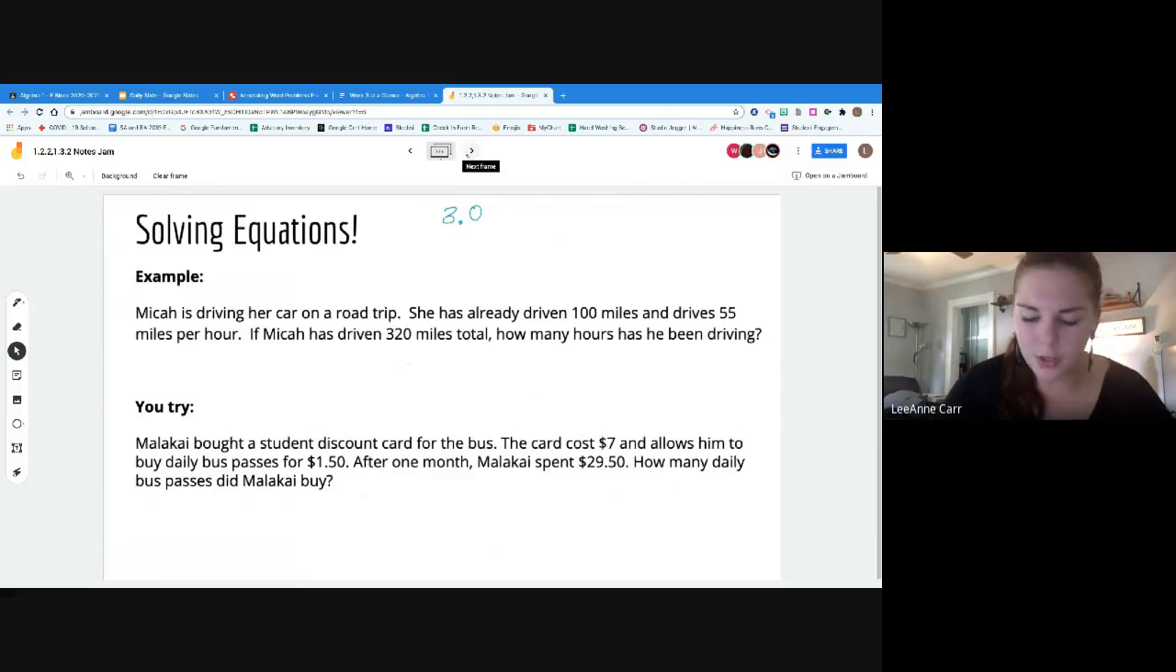Micah's driving her car on a road trip. She has already driven 100 miles and drives 55 miles per hour. If Micah's driven 320 miles total, how many hours has he been driving? Okay, here we go. We're going to circle 100, 55, and we have three numbers this time, 320.